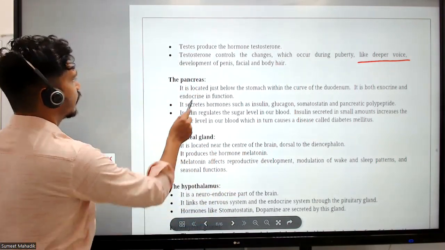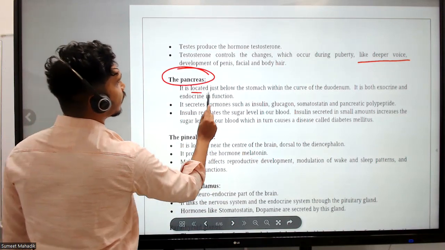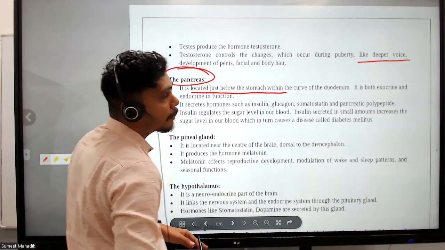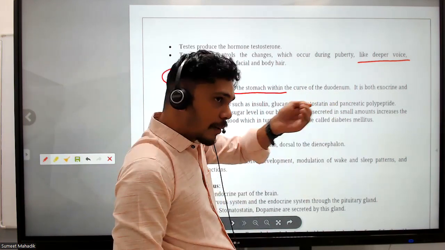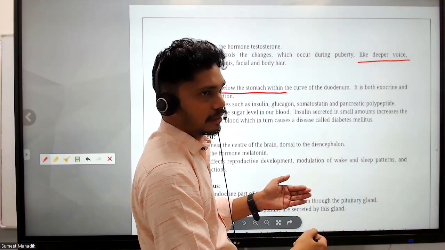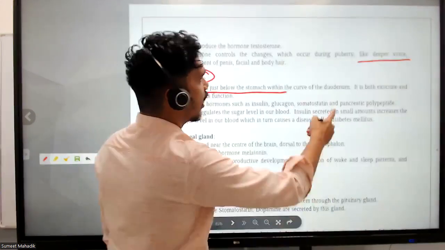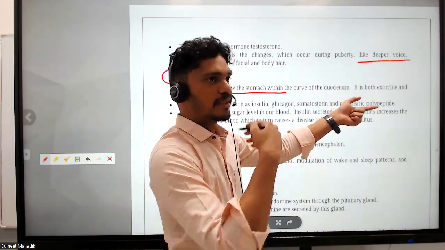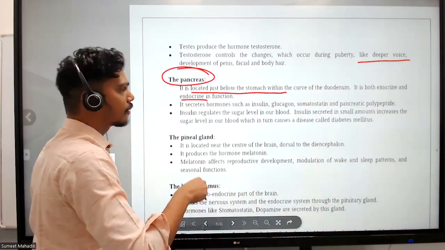Now pancreas, we are going to study the pancreas. It is located just below the stomach within the curve of the duodenum. What is the duodenum? The part where the stomach joins the small intestine. It is both exocrine and endocrine. It is exocrine, giving secretion outside, and within it is endocrine.